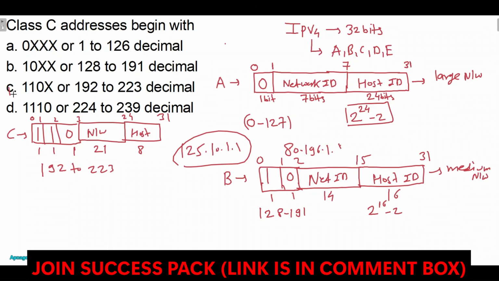110. This is the starting first 3 bits, right? And the rest of the bits will vary. And the range is 192 to 223. So the answer for this question will be what? C.